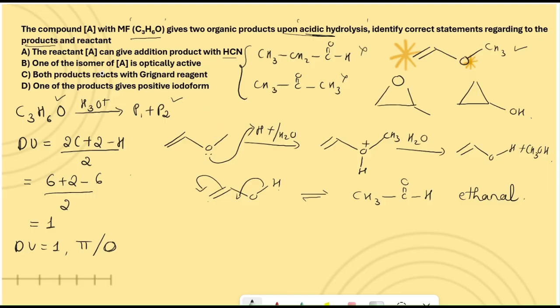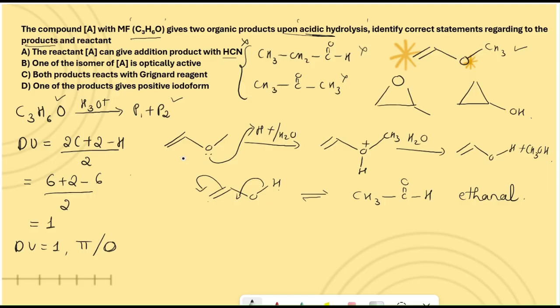Let's check the statements given here. The reactant A can give addition product with HCN. No, this will not undergo reaction with HCN, whereas aldehydes and ketones do, but this is not a right statement. Remember students, we might have more than one right statement, so we have to check all the other statements. One of the isomers of A is optically active.